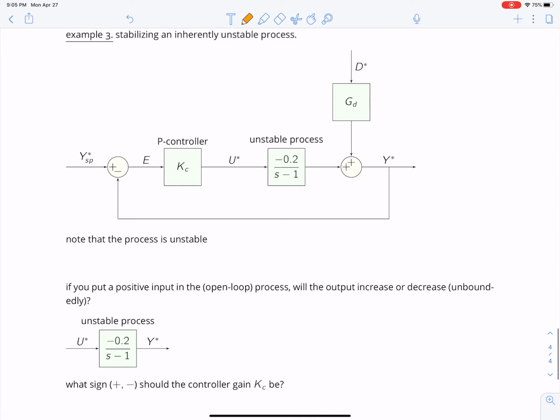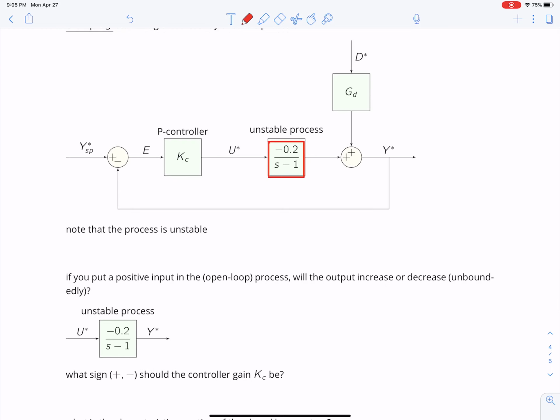All right, finally, I want to show you that a P controller can stabilize an inherently unstable process. And this is your inherently unstable process right here. All right, so the question is, note that this process is unstable. Why? Well, its poles, well, it only has one pole.